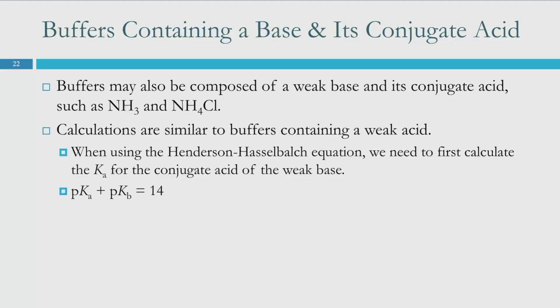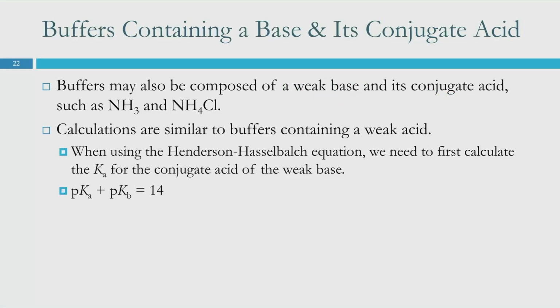The other way that you can make a buffer solution is with the weak base and its conjugate acid. The calculations are similar, but remember that Henderson-Hasselbalch is pH equals pKa plus log A minus over HA. So when we're doing it with a base, we are going to be given pKb or Kb.